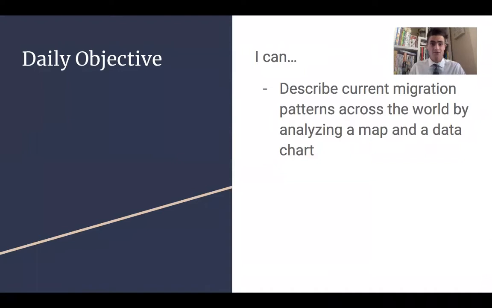So, our daily objective is I can describe current migration patterns across the world by analyzing a map and a data chart. So today, we're going to do some professional geography things, okay? Which I am super excited for all of you to do because I know you're going to do great and you're going to have a ton of fun with it. And I'm super excited for that to happen.